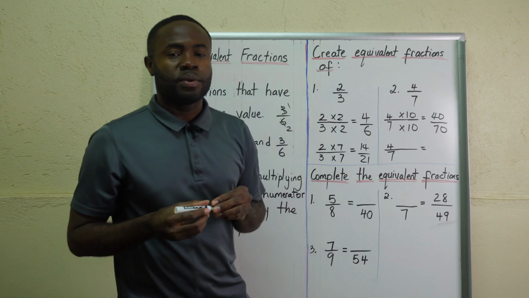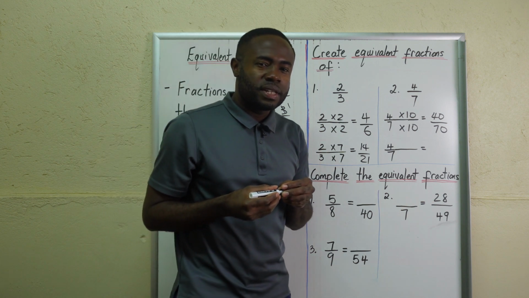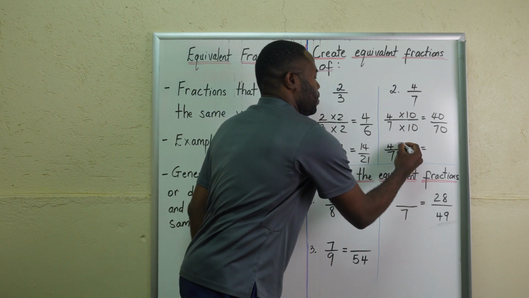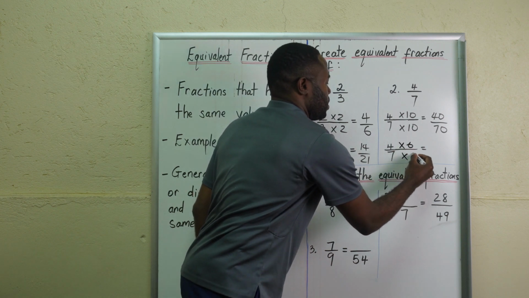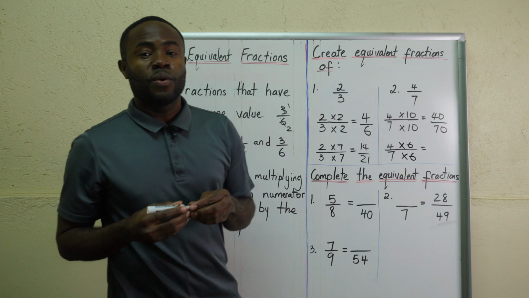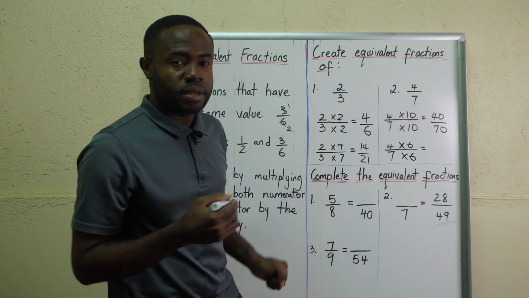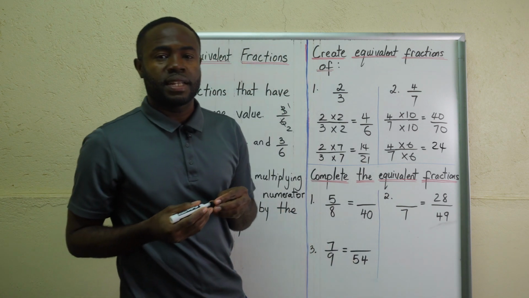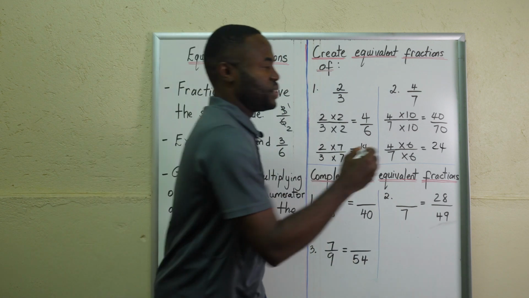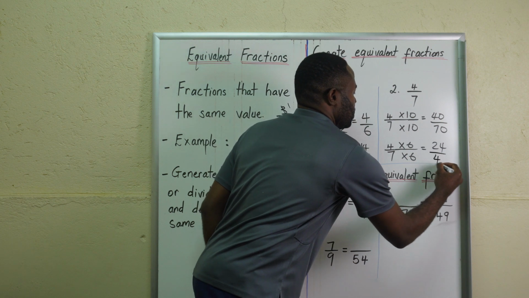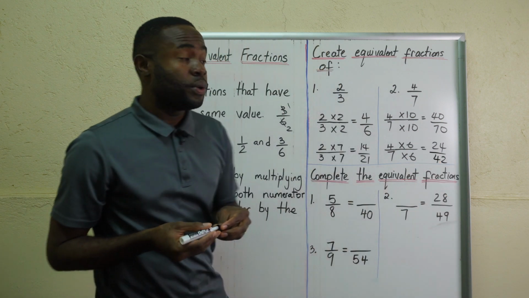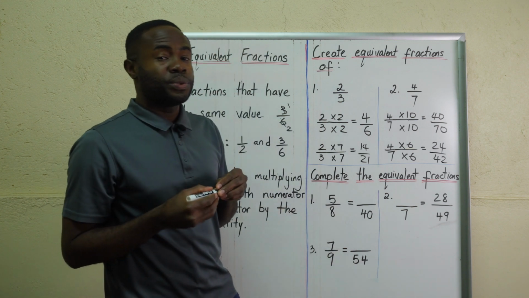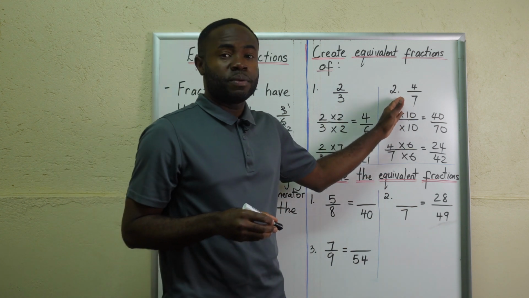All right, let's choose another number. All right, did someone say 6? Good. So let's multiply both the numerator and denominator by 6. So 4 times 6, what's 4 times 6? 4 times 6 is 24, and 7 times 6, what's 7 times 6? Good job, that's 42. So from this we can conclude that 4/7 and 24/42 are equivalent fractions.